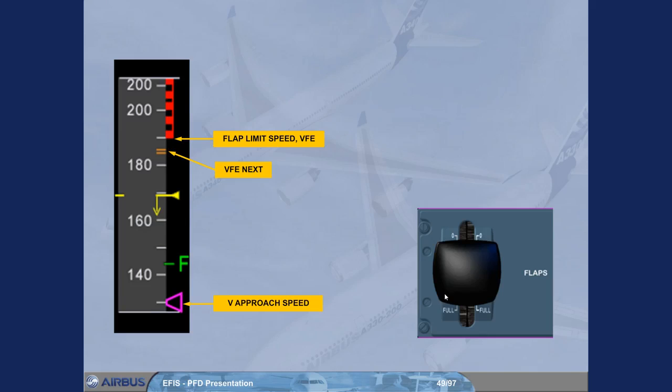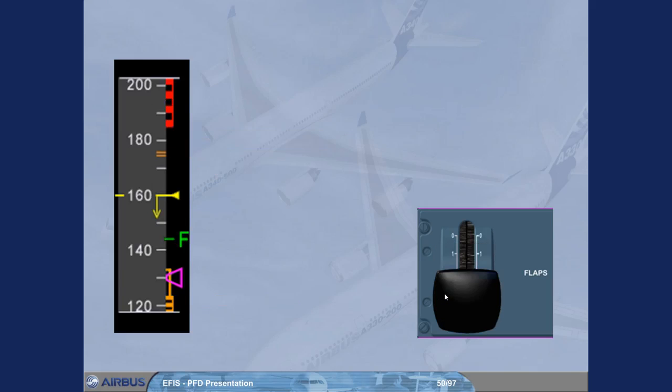As before, VFE next and VFE move to reflect the new flap position. Flap 4 can now be selected. Click on the flap lever. The aircraft will eventually stabilize at V approach, and the VFE will be adjusted to reflect full flap.